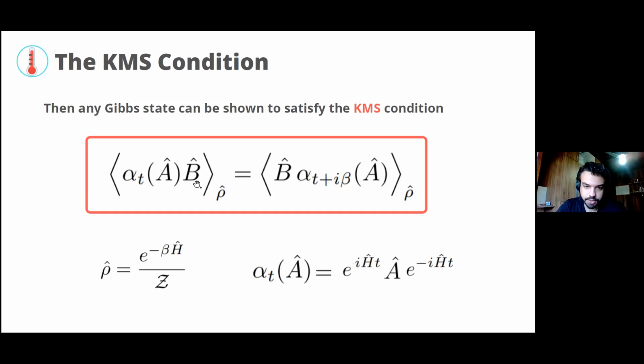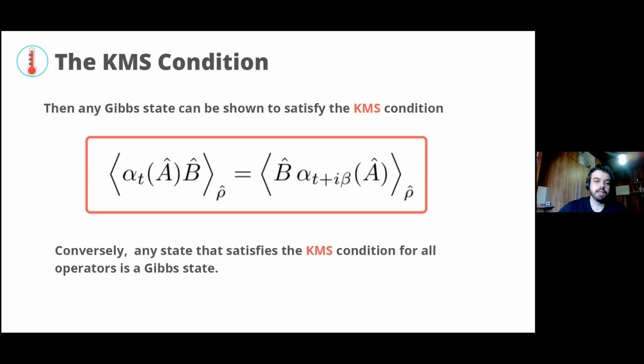Now, it's not hard to see that the Gibbs states all satisfy this condition here. So a Gibbs state at inverse temperature beta satisfies this condition. Essentially the idea is to factor this minus beta into the iT that is here, and then you get this time evolution. The order of the operators gets swapped due to the fact that you have to multiply and divide by rho here and throw B to the other side. But it's possible to see that a Gibbs state of inverse temperature beta satisfies this KMS condition, right? And this is true for any operators A and B. This is very important to stress. So if you have a Gibbs state, it satisfies the KMS condition for any operators A and B.